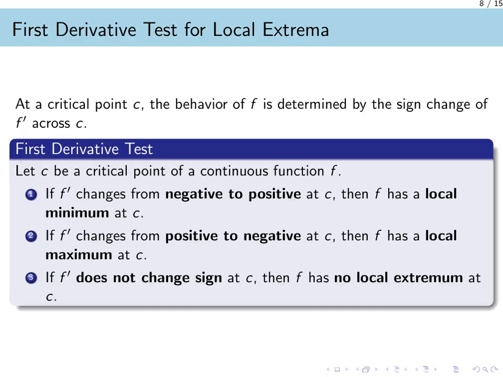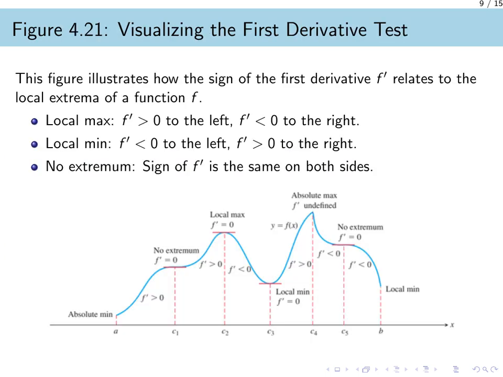Be careful, because if f prime does not change sign at all, for instance staying positive on both sides of c, then there is no local extremum there. The function simply pauses before continuing in the same direction. The essential idea is that a sign change in the first derivative at a critical point reveals a local extremum. We can now use the sign of the derivative to classify our critical points as local maximums, minimums, or neither. This is the core idea of the first derivative test.